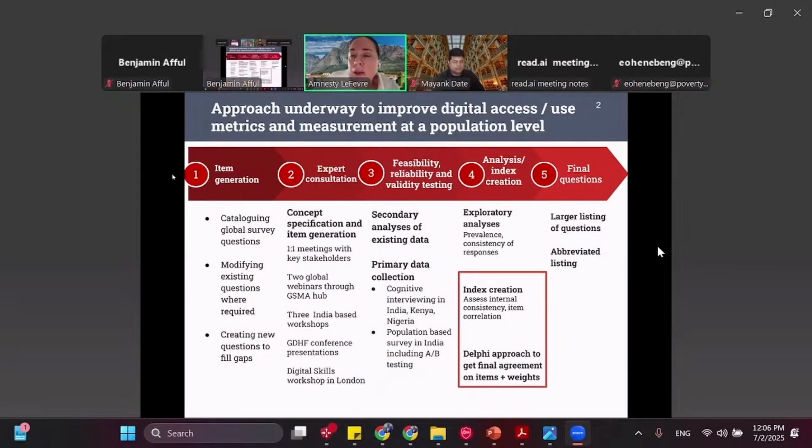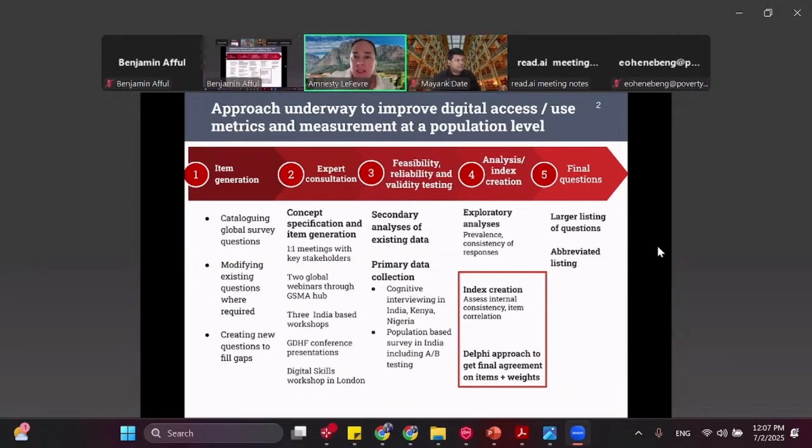So to improve the measurement and metrics for assessing digital access and use at a population level, we followed the 5 steps depicted on this slide. We started with item generation and catalog definitions, domain survey questions that are currently used to measure key components of digital access and use. And we then had a series of expert consultation workshops and one-to-one meetings to refine items in the proposed strategy for measurement. This has fed into a process of feasibility, reliability, and validity testing, which has included both secondary analyses and primary data collection. Cognitive testing has been a big part of that effort. And to date, we've done cognitive interviews in India, Kenya, and Nigeria. In contrast to the prior presentation, which we heard, our index is in its infancy. So we haven't yet deployed across 200 countries, but hopefully at some point in the future we'll be there.